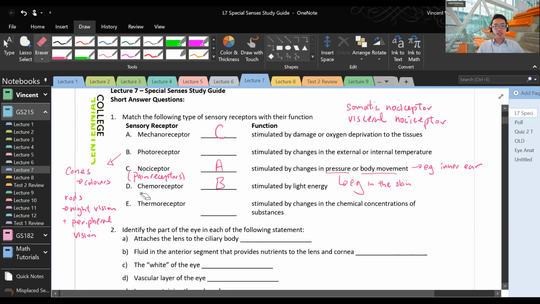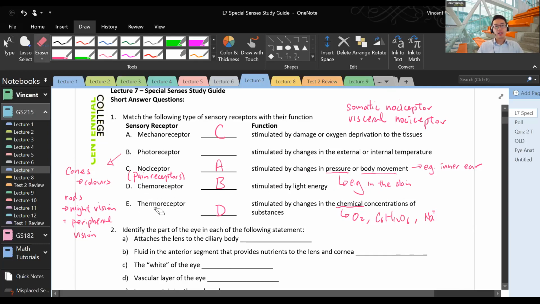What else do we have? So D is the chemoreceptors, and chemoreceptors are stimulated by changes in chemical concentration. When I say chemical, it's not necessarily the stuff that you learn in chemistry class. Chemicals can be anything, ranging from an O2 sensor, a glucose sensor, a sodium sensor. So any kind of molecule, basically, if you change the concentration, your body can detect those changes with the chemoreceptors.